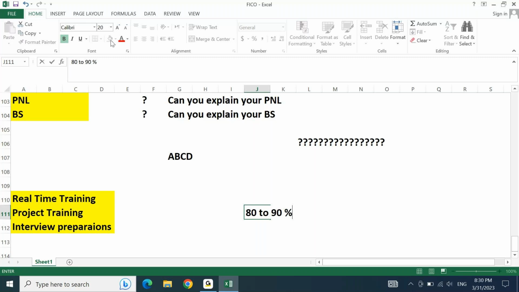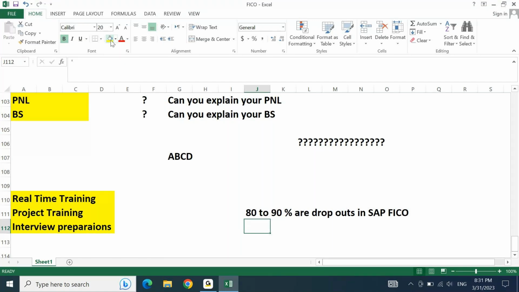Ninety percent are dropouts in SAP, especially FICO. If you see 100 people learning SAP, at the end of the course, at the end of some time when they get into a job, you will find only 10 to 20%. The remaining 80 to 90 people are left in the middle or are dropouts for various reasons.